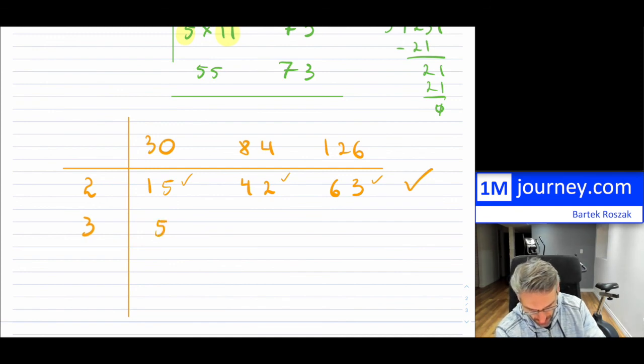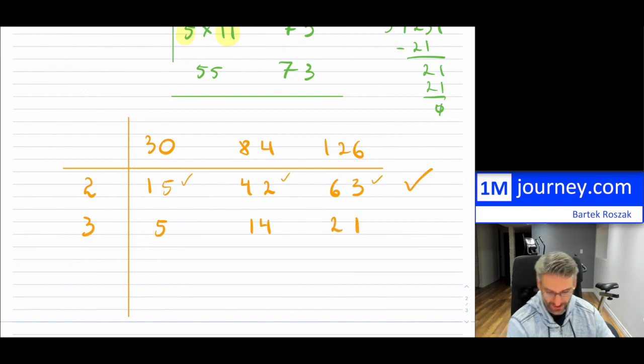Okay, so 3 goes into 42, so I guess it goes 10, and then 1, 2, 3, 4. So this is going to be 14. And then 3 into 63. So 3 into 6 goes 2 times and then 1. And this is really as far as I'm going to be able to push this.